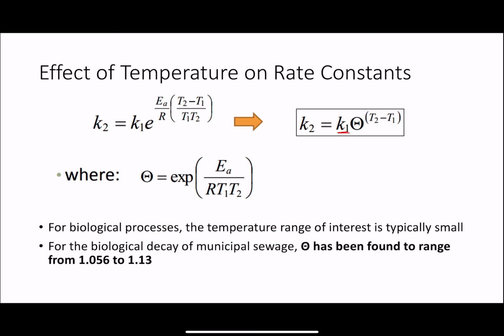If you have a rate constant and something changed in the reaction, let's say K1 is at this temperature, and the temperature 2 was changed, you could find K2. Of course, provided theta is constant. Theta has been found for biological processes, biological decay, to range from 1.056 to 1.13. So this is a range for theta. Let's say I chose 1.07. So K2 is equal to K1 times 1.07 to the power T2 minus T1. Okay?